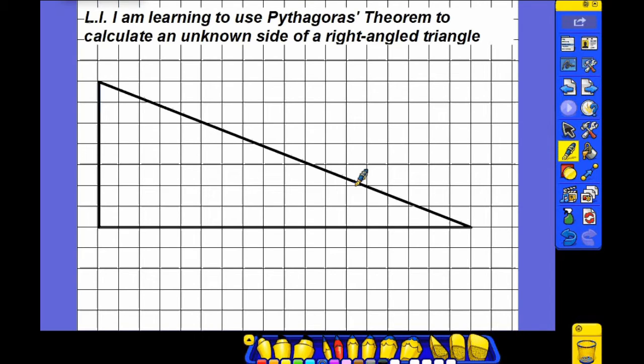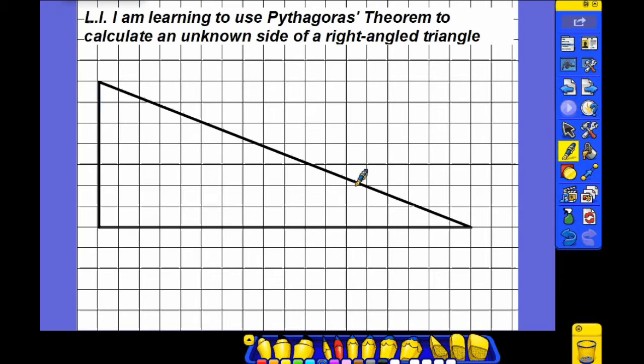And also you need to be able to know how to square and unsquare numbers. So a square number is a number times itself. For instance, 3 squared is 3 times 3, which is 9. And the opposite of squaring something is finding its square root. So the square root of 9 is 3.